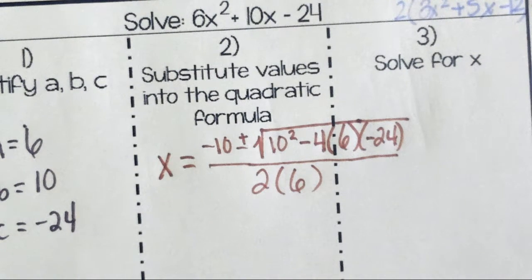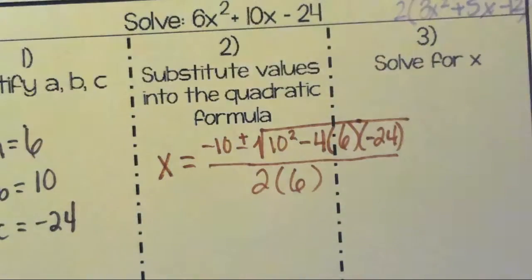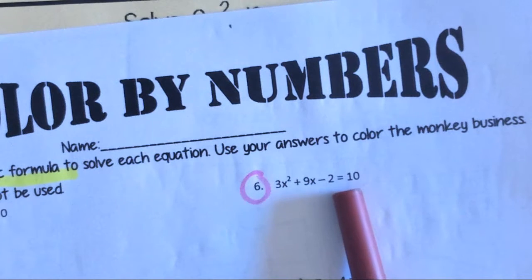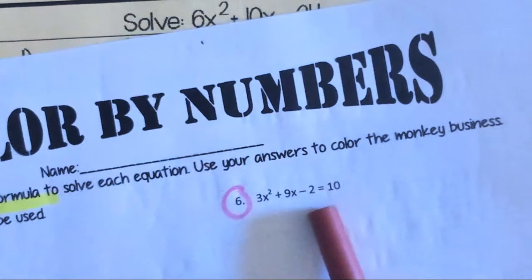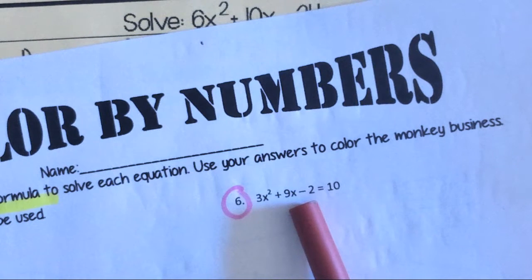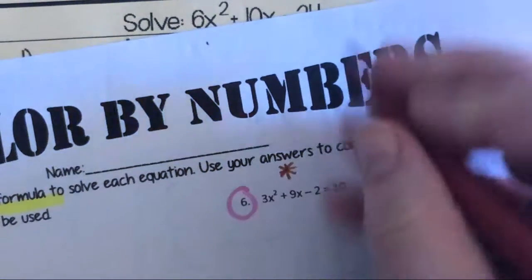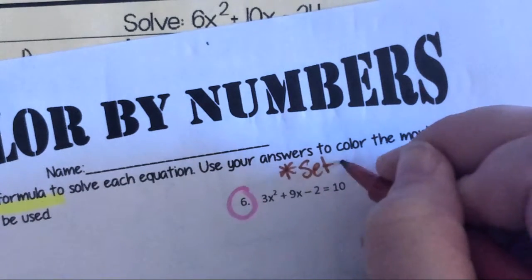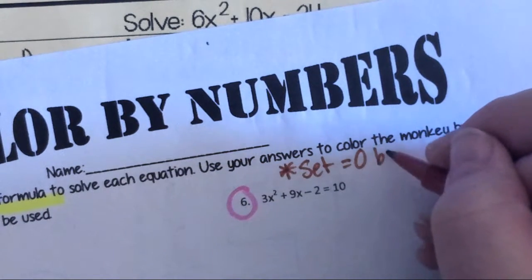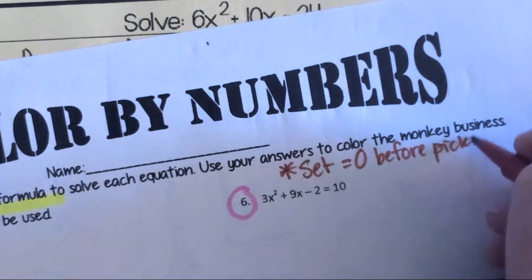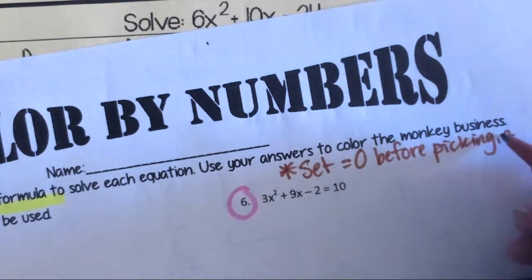You realized, for instance, on your monkey, on number 6, it's not equal to 0. So you have to subtract 10 first to set it equal to 0 before you pick your A, B, and C. So you probably want to make a note to yourself on your monkey. Set equal to 0 before picking A, B, C.